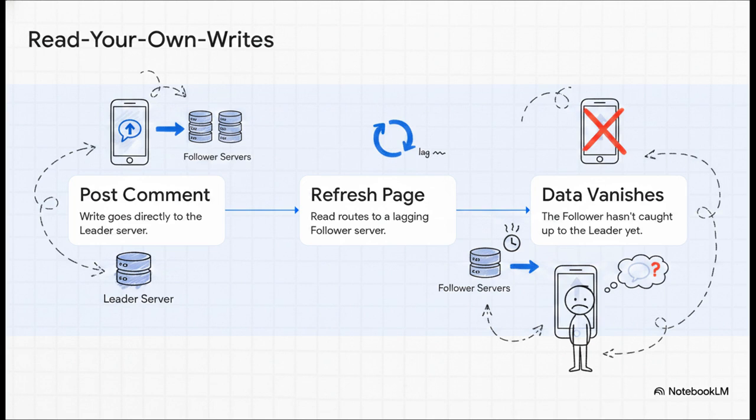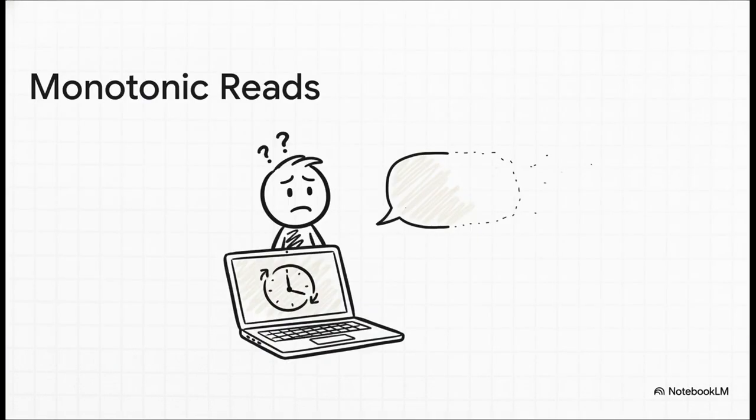It's a terrible user experience, and it's caused entirely by back-end replication lag. Beyond your own writes vanishing, there are two other famous anomalies you should know about. First is the monotonic read violation, which is basically time travel.